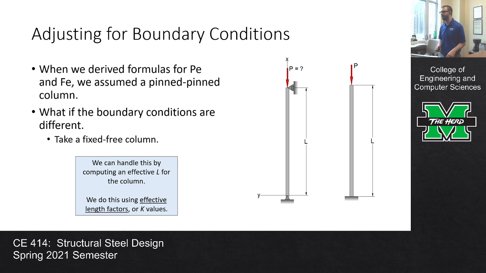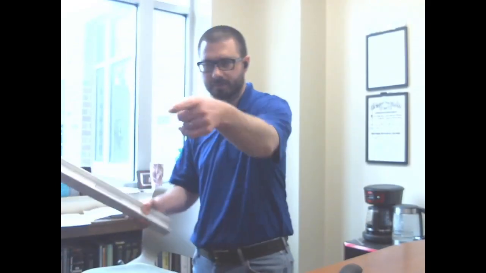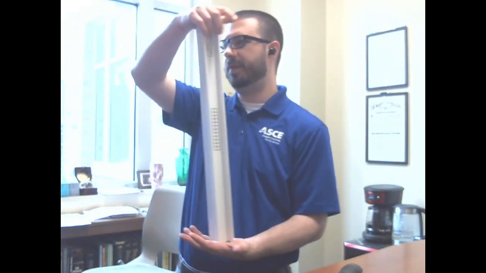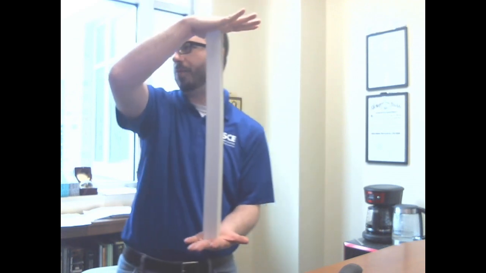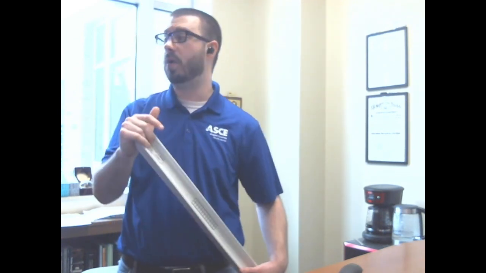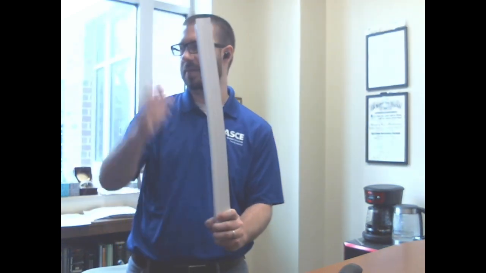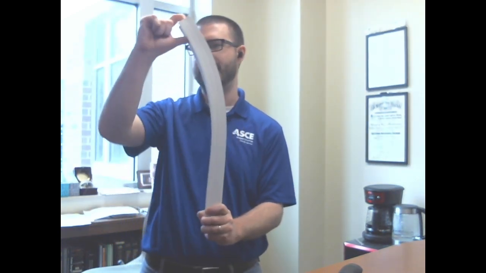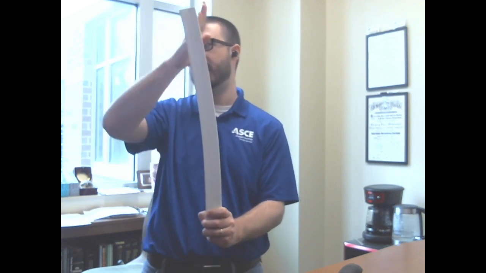Let me show you what we're talking about here. I've got these two columns. The one on the left is the one we just looked at, a pinned column. And the one on the right is a new one. So how would we handle the new one? Let's take a look at what these columns would look like when they're buckled. Let me pull up my webcam so you can see this. The first one on the left is pinned, so that would look kind of like this. Whereas the one on the right is fixed free, so it's going to be clamped on the bottom and free on the top. So it's probably going to buckle a little differently. The top is going to translate over a bit, but the bottom isn't going to move at all.